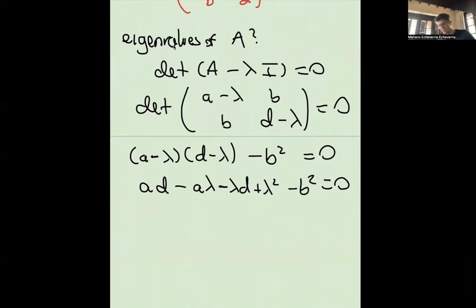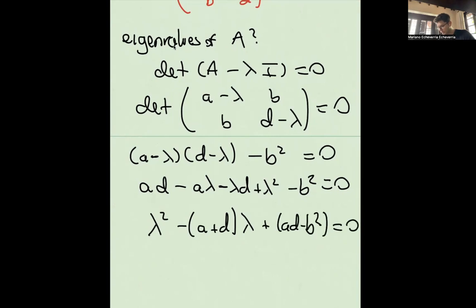Okay? So let me just rearrange the terms according to increasing orders of lambda. The lambda squared is the first one. And then minus (A plus D) lambda, plus AD minus B squared equals 0. So this is the quadratic part. Usually this quadratic equation is with x instead of lambda. So this would be x squared, this would be x, and this would be the term that's just constant. So think of this as a quadratic equation.